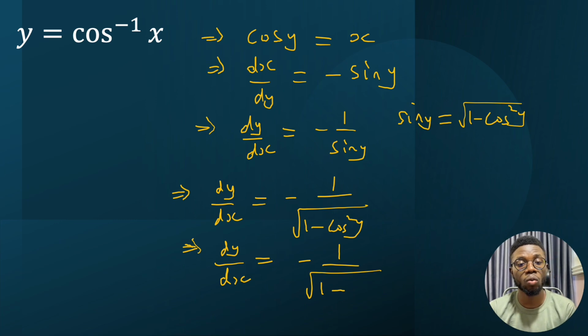So what is cos y according to what we have earlier? That is x. So this is going to be x squared. You can see the difference between the derivative of arcsin x and the derivative of arccos x is just the negative sign.